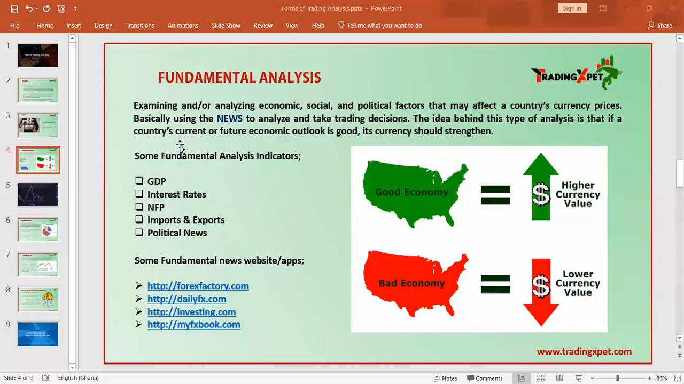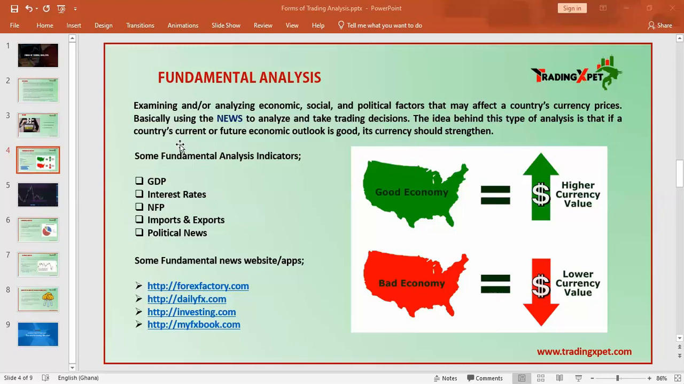So the higher the interest rates, the more likely investors will get that currency and invest in that country. And then that will boost the currency value. And in terms of trading, we also look at the currency pairs, and the stronger ones are the ones that are bought, and then the weaker ones are sold, basically.